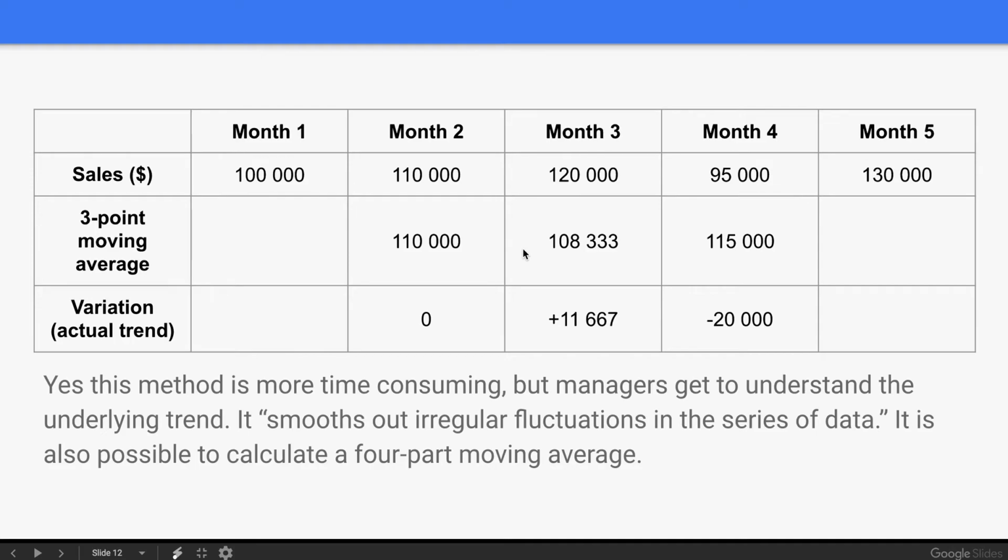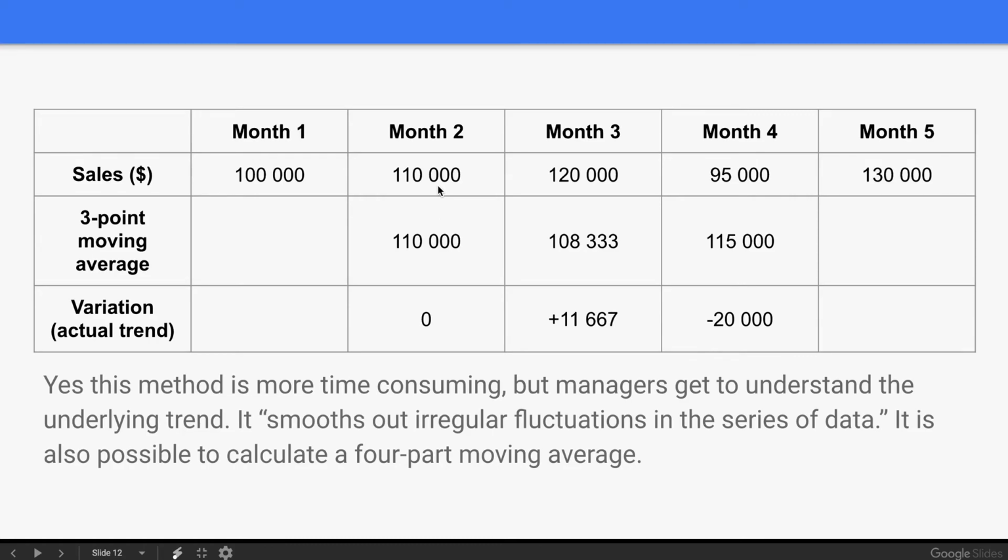All right. So now there's 3 things that you capture in a 3-point moving average. Yes, the method is pretty time consuming, but managers really get to understand what's going on. And it smooths out those irregular fluctuations so you can get a much more accurate picture of what's happening. The third part of a 3-point moving average graph or chart is going to be the variation of the actual trend. You can see here that when you have the moving averages, you're going to put it in the middle of the 3. It lets you compare against what's going on in that month itself.